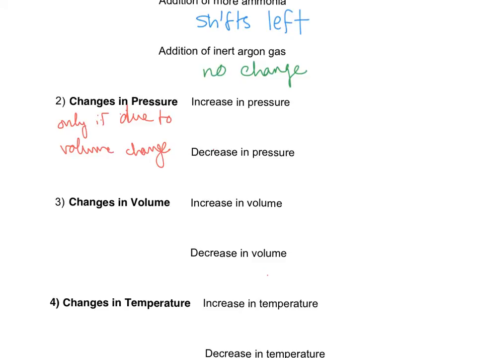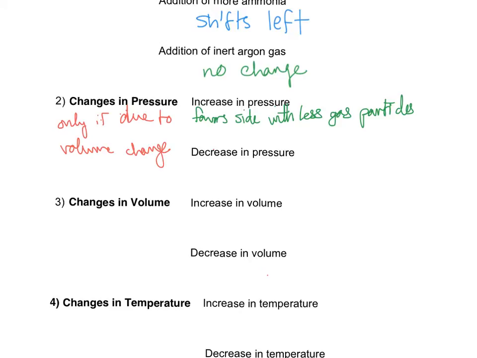If you were to increase the pressure, it will always favor the side with less gas particles. Let's think about this for a second. Pressure is collisions of gas particles, right? So if you increase the pressure, that means you have too many collisions. And so to get rid of those extra collisions, it wants to go to the side with less gas particles, so it'd have less collisions.